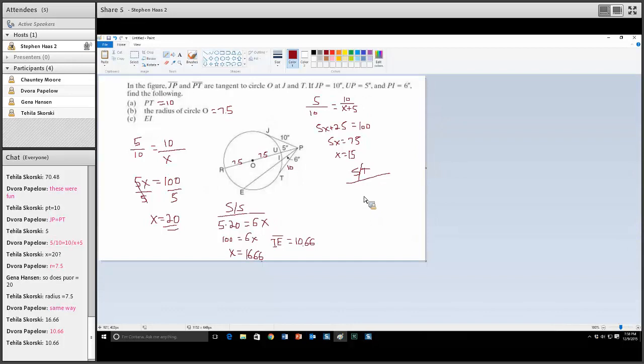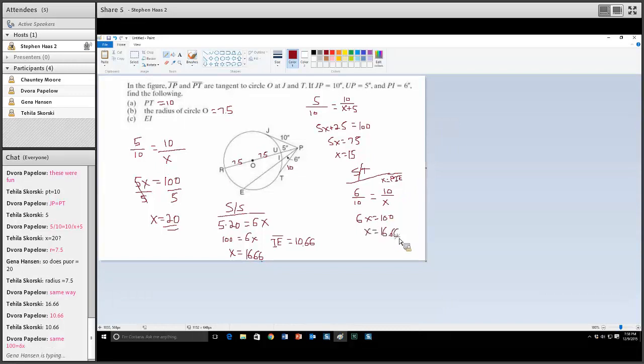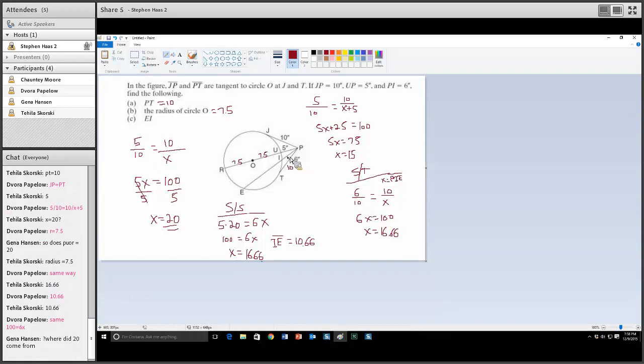Now the secant tangent rule, the tangent is 10, so 10 is the mean proportional, and we'll put the 6 up here, and we'll put the x down here for the whole PIE, with x being the whole PIE. And then we can cross multiply. 6 times 10 is 6x equals 100, and again x equals 16.66. And again, we'd have to subtract the PI in order to get the IE. Either way, IE becomes 10.66.